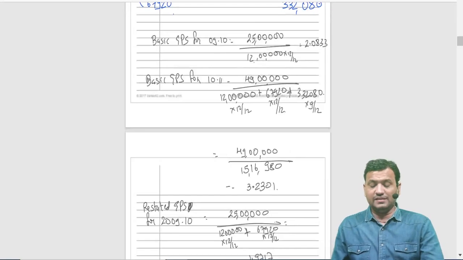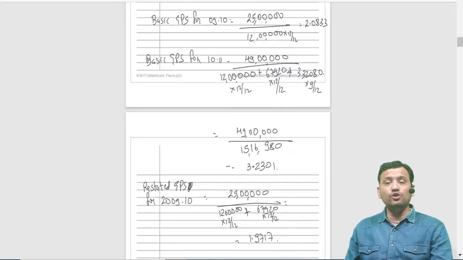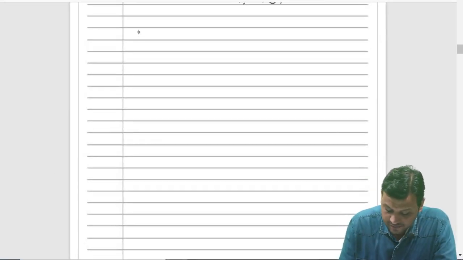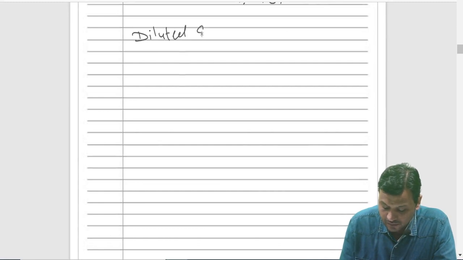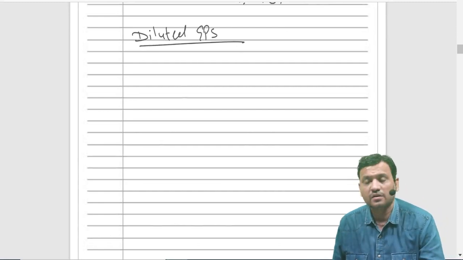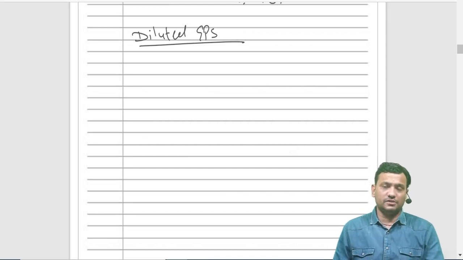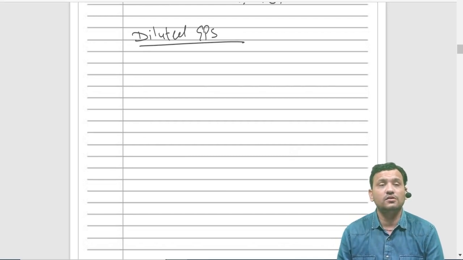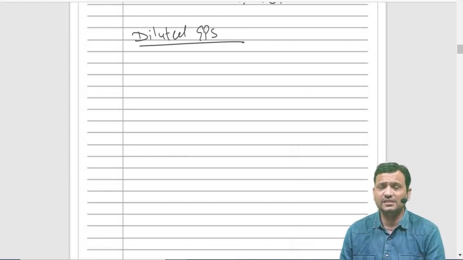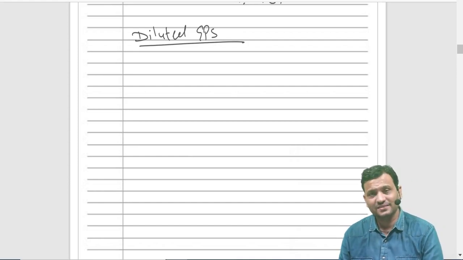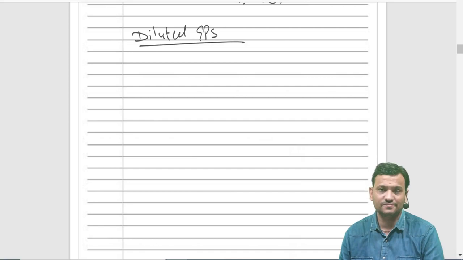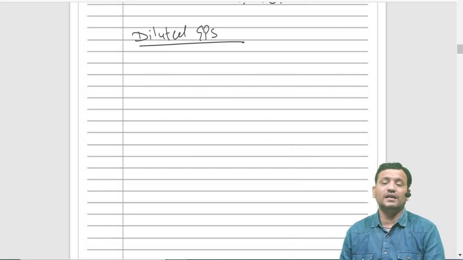Okay, friends, now let me start with something known as DEPS, diluted earnings per share. Now, what is this diluted earnings per share, friends? Very simple stuff. The standard wants to give us the effect of dilutive shares, or I can say the effect of potential shares. Potential shares means we are having some existing contracts, and these existing contracts require issue of shares, like convertible debentures, convertible preference shares or share options, ESOP. So these are referred to as potential shares.